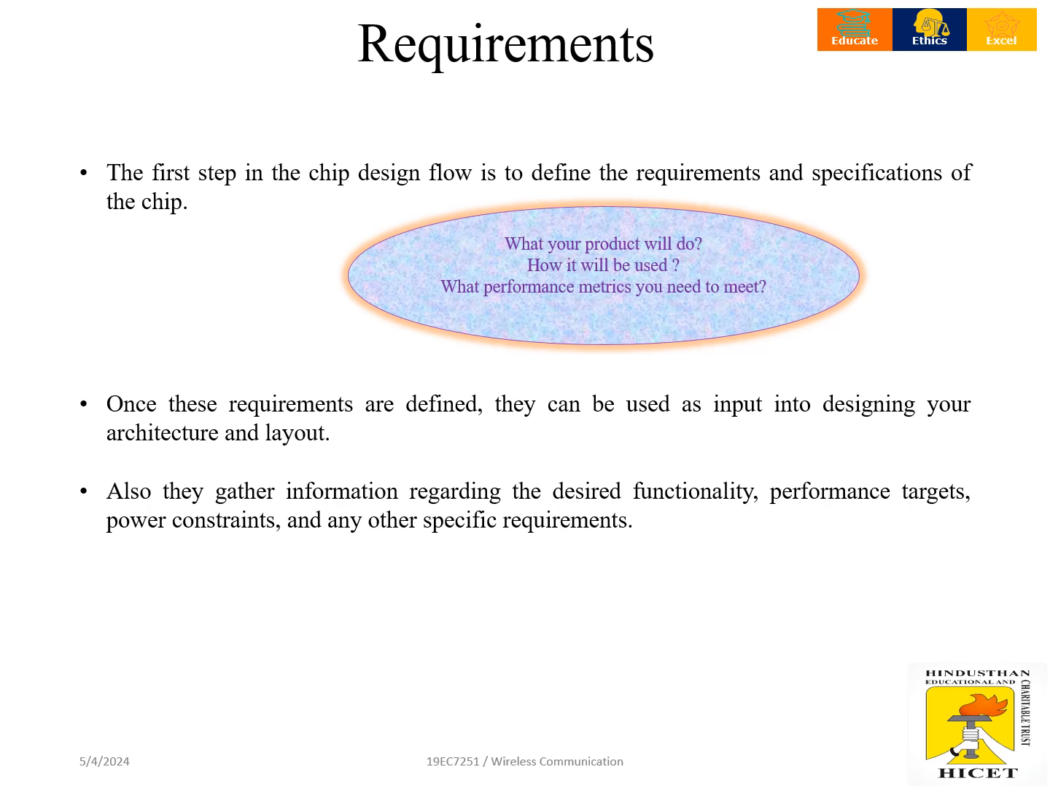And about the requirements, this is the first step in the design flow. We need to get the requirements from the customer, and we have to answer these questions. First is what your product will do, how it can be used for, and what are the performance metrics we need to meet. And once these requirements are defined, it can be used to get the inputs, and we start the design of architecture and layout. And after gathering this information, the desired frequency, performance, and power, and other specification requirements, we can get it.